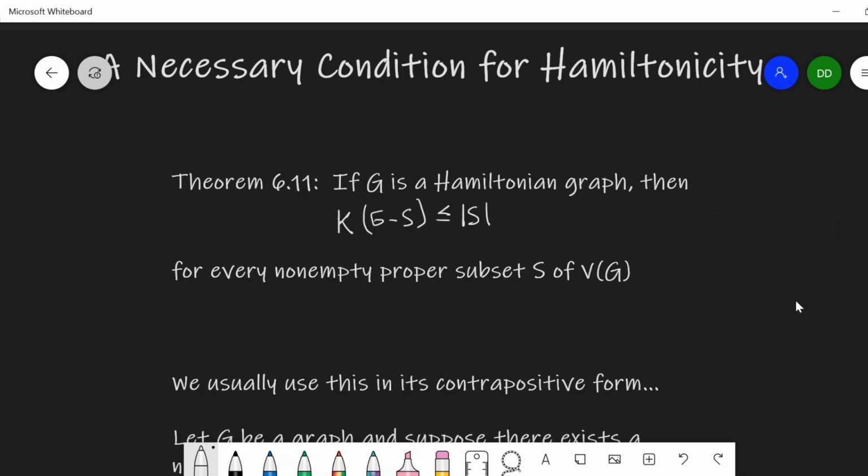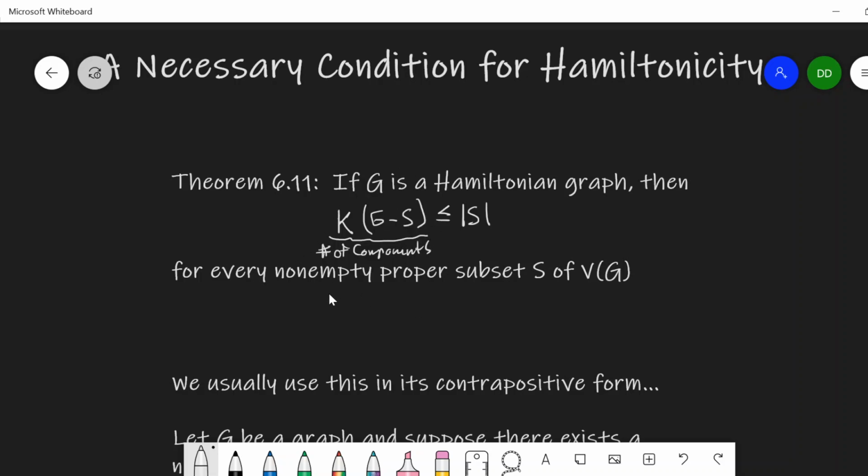And so in particular, we look at this condition given by Theorem 6.11 that says if a graph is Hamiltonian, then the number of components in G minus S is at most the cardinality of S, where S is any non-empty proper subset of V(G). So remember, this k of some graph is the number of components. So this is not kappa, this is not connectivity. Number of components of G minus S.